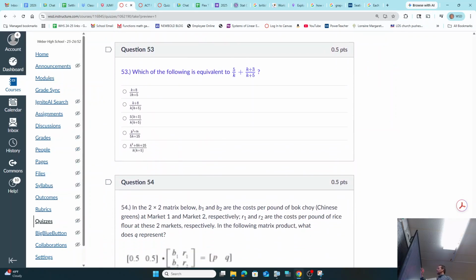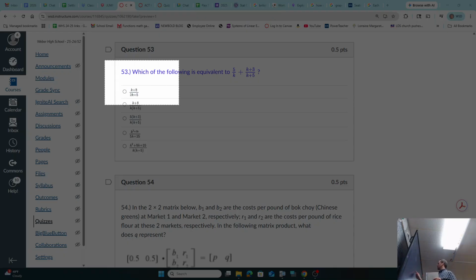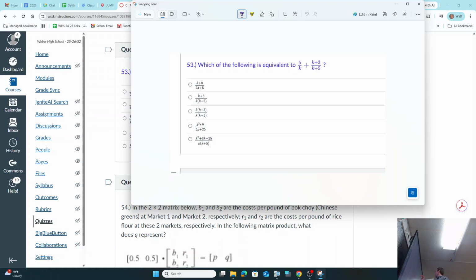Okay. Which of the following is equivalent? I think we're just going to go ahead and get a common denominator for this one. Okay, so top and bottom, we multiply by k. Probably use a different color, so we're going to use orange there. We're going to times by k to the top and bottom, and times by k plus 5 to the top and bottom. And then we distribute.